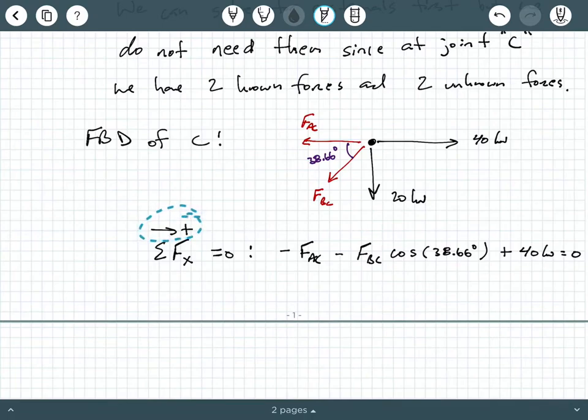So that's the second sign convention. What is positive in terms of which way a force is pointing? In one sense, yes, I'm assuming FAC and FBC are pointing away from this joint, which means tension is positive, okay? That's one sign convention.